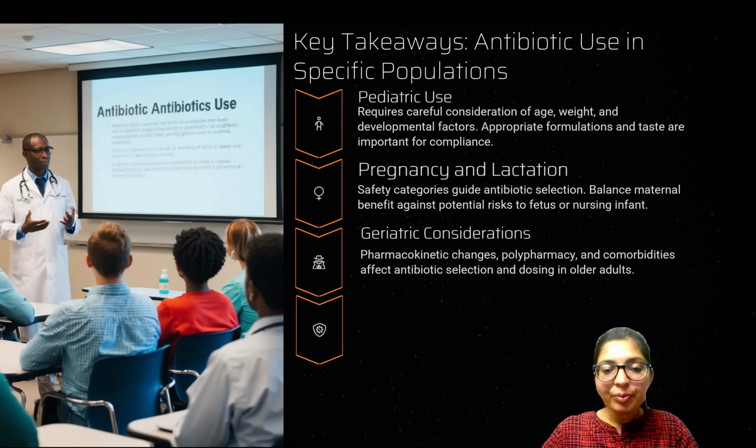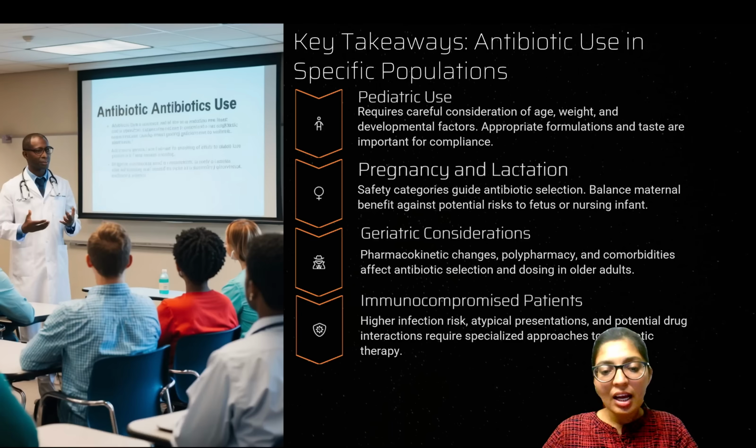In geriatrics, pharmacokinetic changes, polypharmacy and comorbidities affect antibiotic selection and dose in older adults. Immunocompromised patients: higher infection risk, atypical presentations and potential drug interactions require a specialized approach to antibiotic therapy. So these are the key takeaways which we should follow during antibiotic use in the pediatric population, pregnancy and lactation, geriatric population and immunocompromised patients.